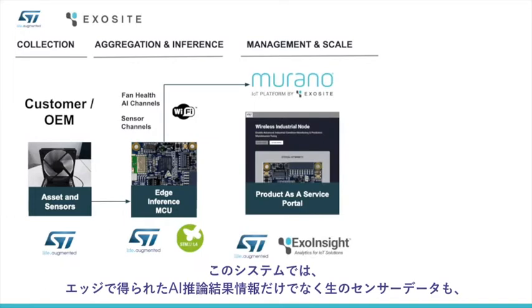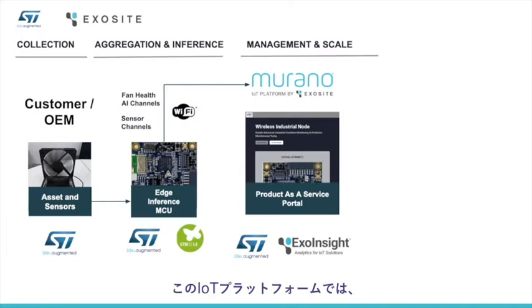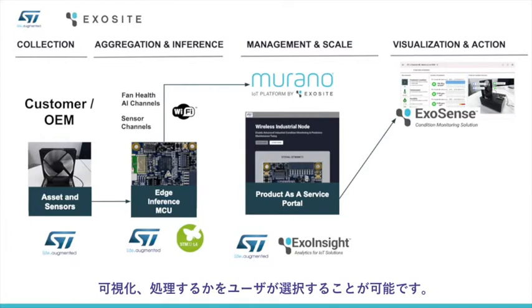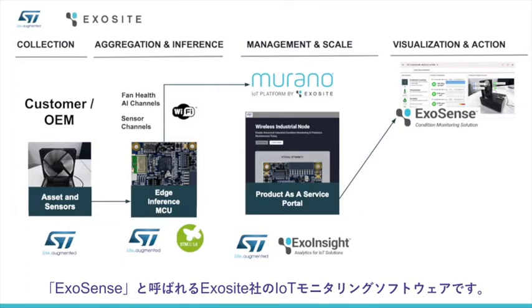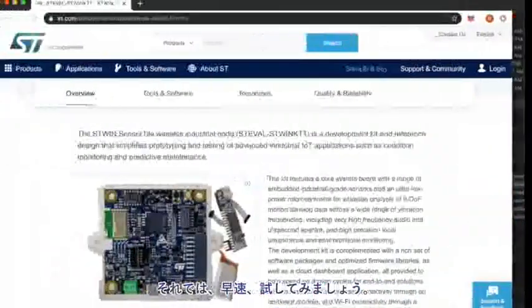The system is sending both the raw sensor data as well as the AI inference information up to Exosite's IoT platform. And in the IoT platform, then you're able to set what application you want to use to visualize and interact with the data. The default application is Exosite's remote condition monitoring software called ExoSense, but you're also able to route it to Azure or AWS or any other cloud application that you'd like to do. So let's go ahead and jump in and test it out.